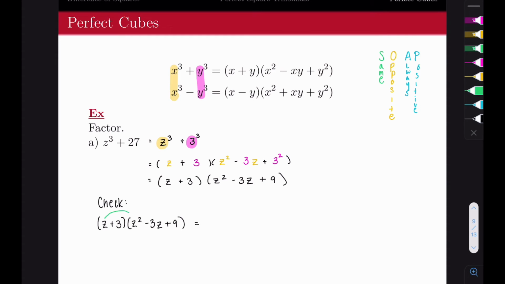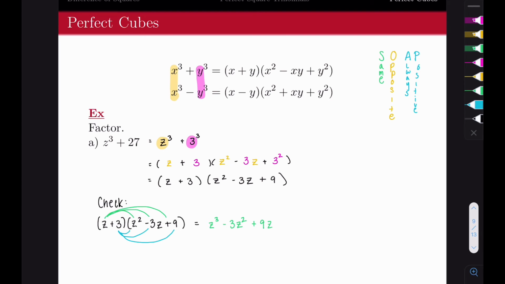I'm going to take z, and I'm going to distribute it to all 3 pieces. So z times z squared gives us z to the 3rd. Negative 3z times z gives us negative 3z squared. And then we have a 9z from that last piece. Then we're going to do the same thing with the 3. It's going to come in contact with all 3 other pieces. And I'm going to group them alike. So I'm really going to write this on the next line.